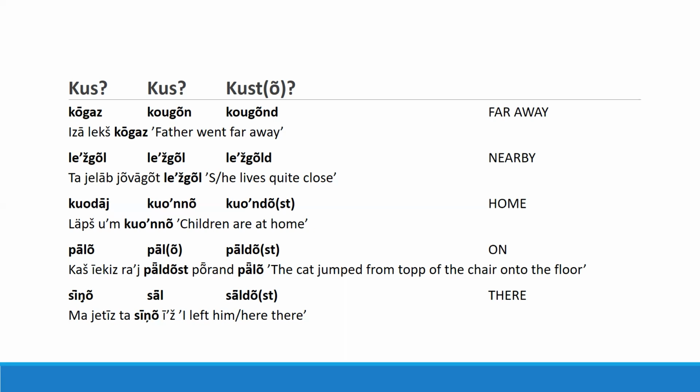And the same way here with from there. There is already sealt, but you still add this. There are also forms like sealdest. And that's why this is in brackets, that you can find both. But you are going there, so ma jätistasin, or ma so sääl and sealdest.